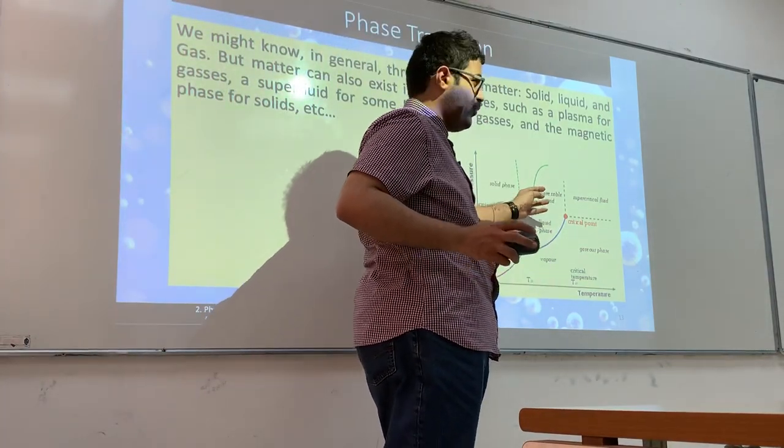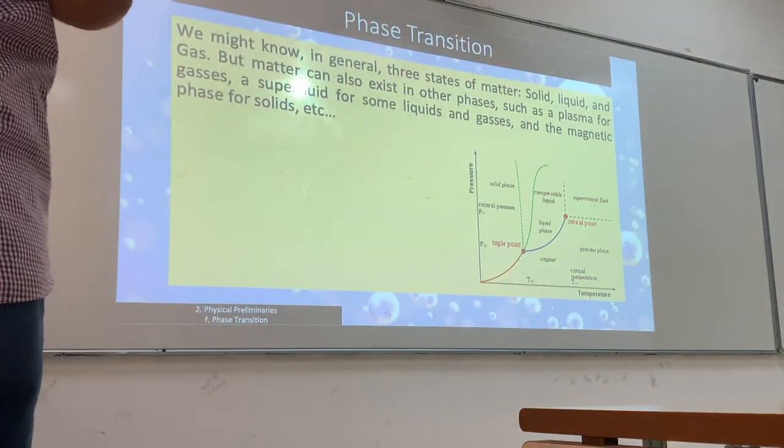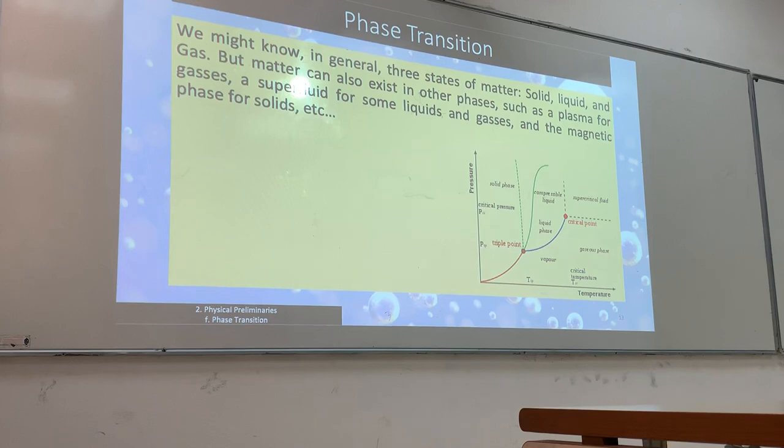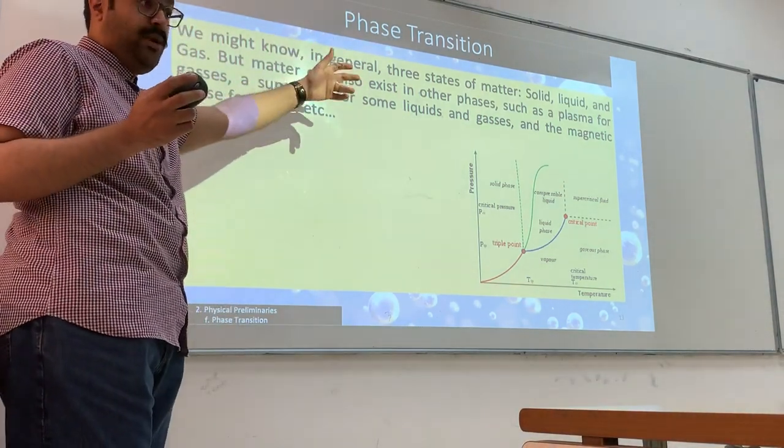Of course, sometimes liquid water can go through this. We call this superheat. So, for example, water can boil at 120 Celsius, or 130 Celsius. I don't know the upper limit, but it can far exceed 100 Celsius to boil.